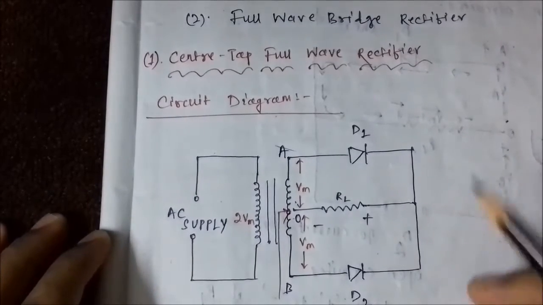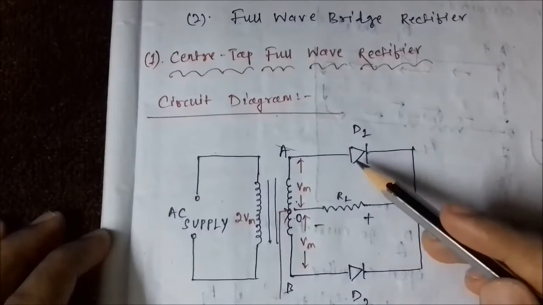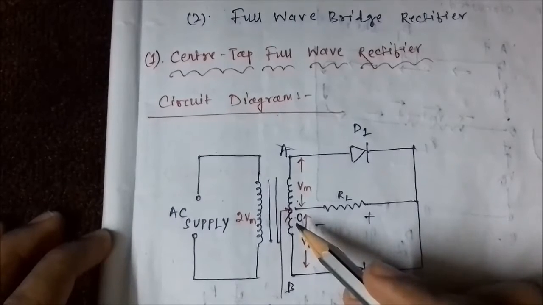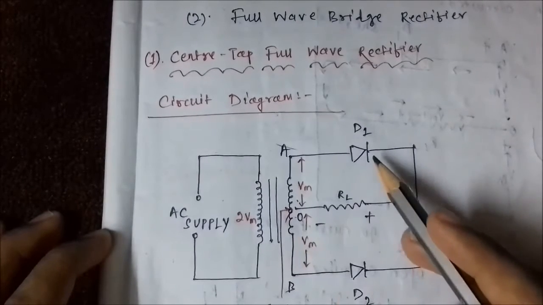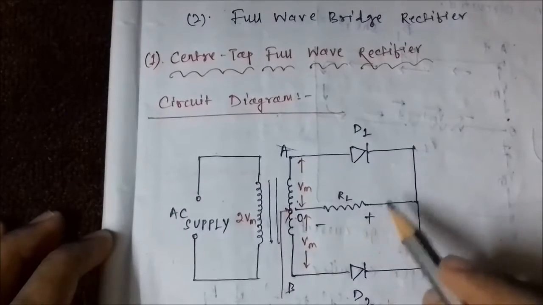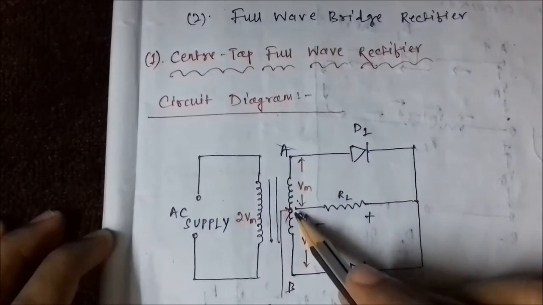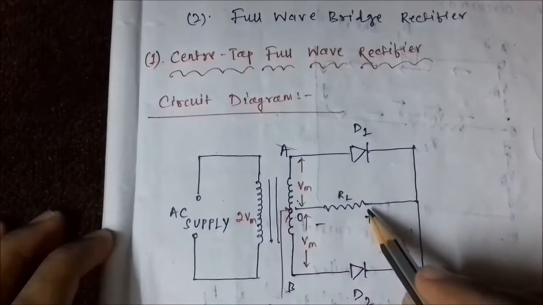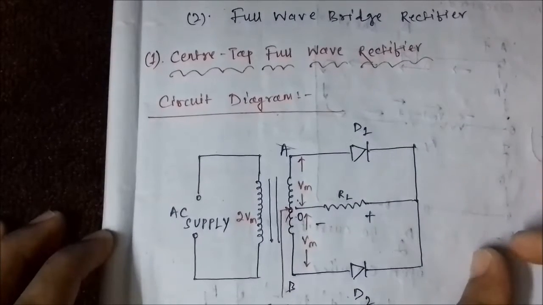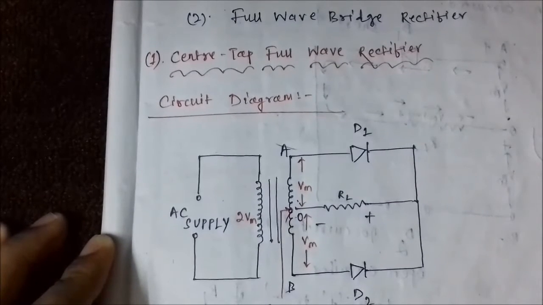Now two diodes are used here, D1 and D2. The p-type ends of the two diodes are connected to the two ends of the secondary winding of the transformer, while the n-type ends are shorted together. Now a load resistance RL is used, whose one end is connected to the center tap of the secondary winding, while the other end is connected to the shorted n-type ends of both the diodes. So this is the basic design or layout of a center tap full wave rectifier.